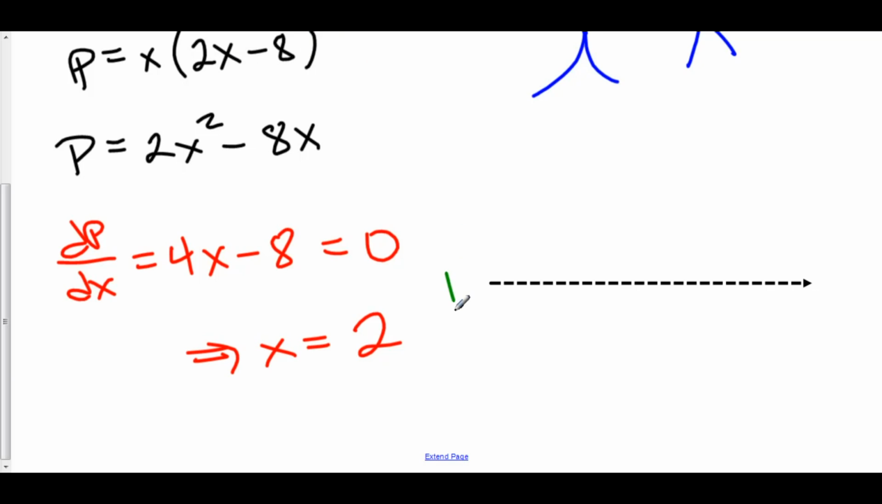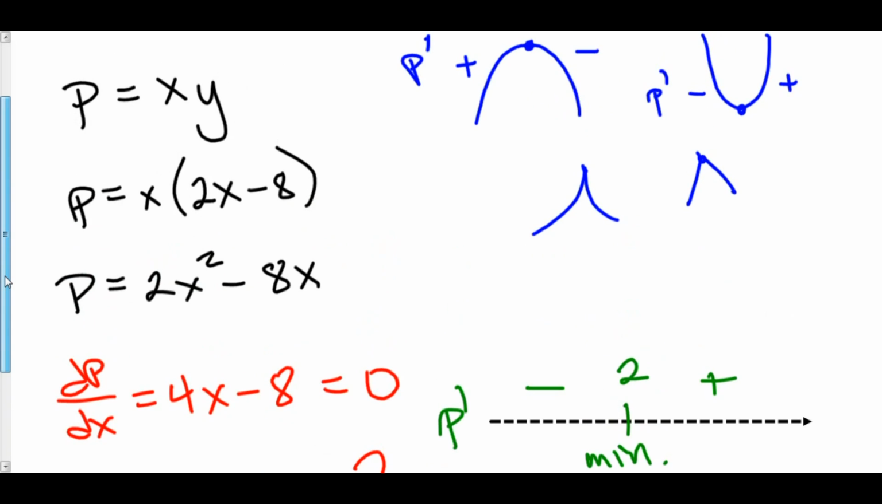So here's the graph of P prime, and here's x equals 2. Let's plug a number to the left of 2 into P prime to determine whether P prime is positive or negative to the left of 2. How about 0? If you plug 0 into dP/dx, you get negative 8. That's negative. Let's look to the right of 2. How about 4? If you plug 4 in, you get 8. That's positive. So P prime at x equals 2 is changing from negative to positive. That means that we have a relative min at x equals 2.